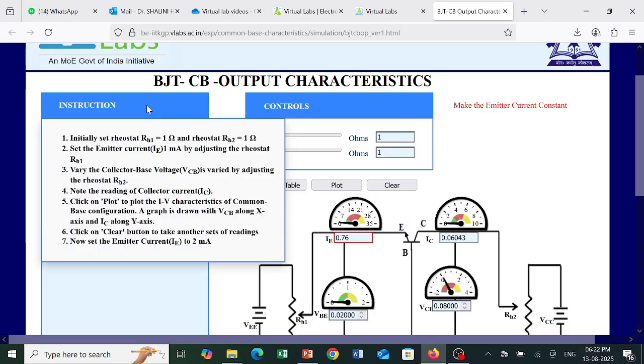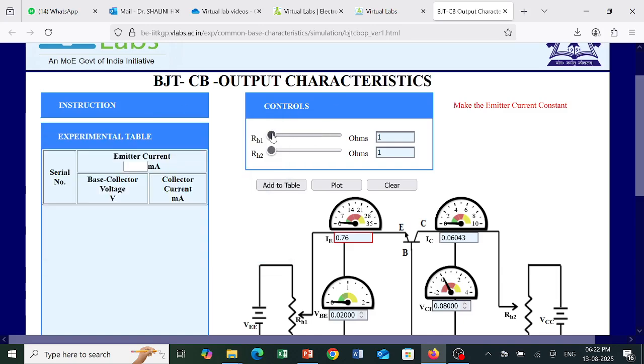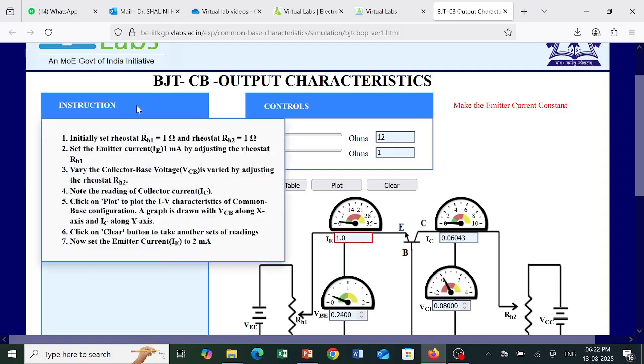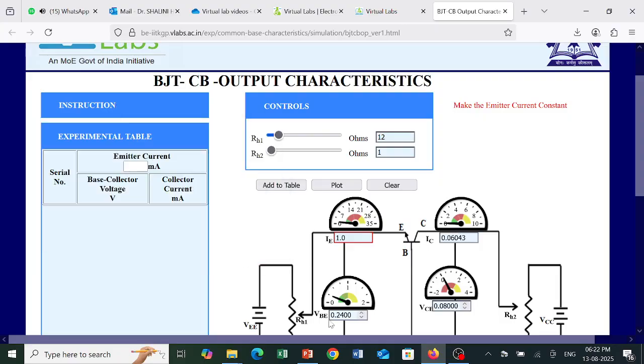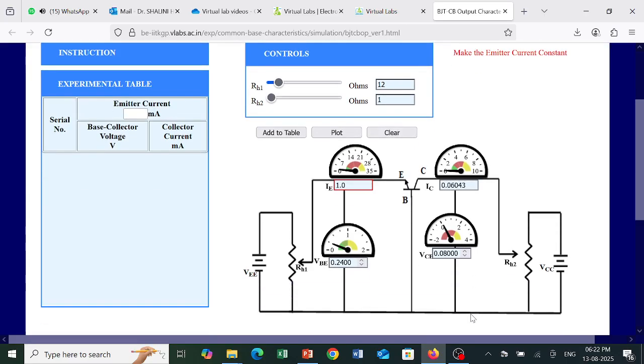Then the next step is to set the emitter current to 1 milliamp by adjusting the rheostat. So we'll adjust the rheostat and keep IE at 1 milliamp. Okay, now it is set to 1 milliamp. Now we have to vary RH2 and increase VCB. That is what is given in step number 3. So VCB can be increased by varying RH2.